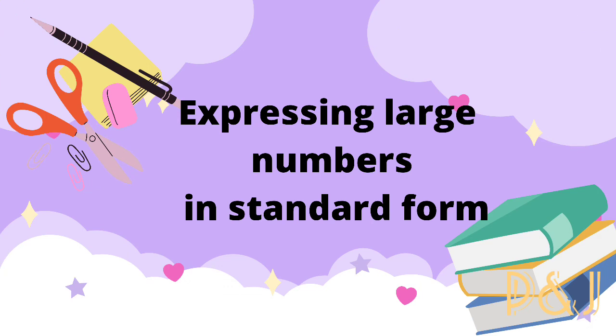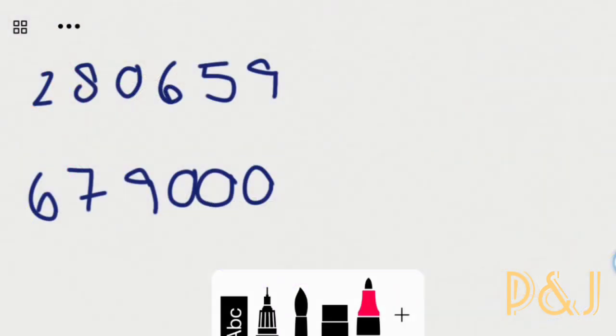Expressing large numbers in standard form. Suppose we have a number 2,80,659, or numerically 280,659. If we need to express this number in standard form, how are we going to do this? After the first number, we'll place one decimal point. The first number is 2. After 2, we'll place one decimal point. Or if we take it from the right, from the back, then after 5 numbers, before the last number, we are placing the decimal point.